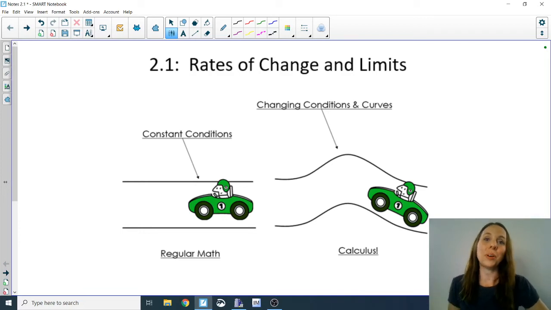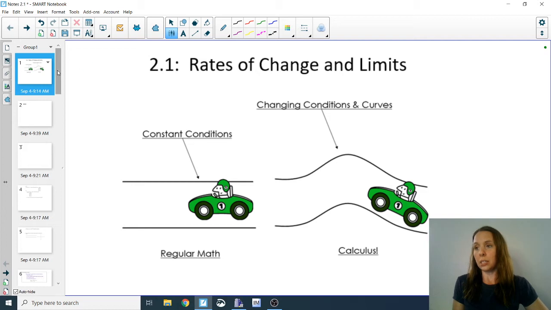Hey everyone, welcome back to part 2 of our video lesson on section 2.1, which is called Rates of Change and Limits. So far, we've had a long discussion on limits, and you may be happy to know that this second video, where we discuss the rates of change part of this section, is not as long. I'm going to jump back into my slides here.